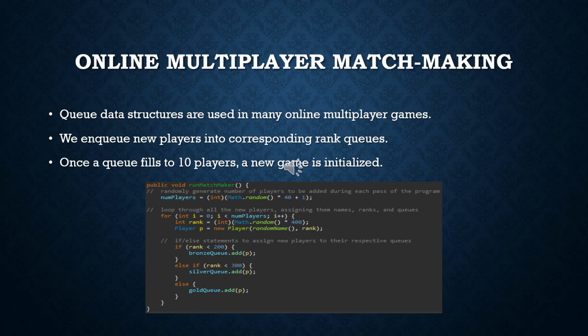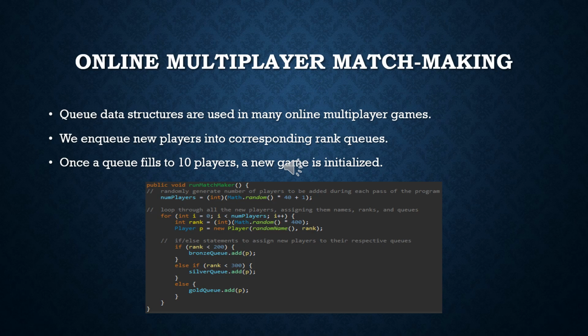Online multiplayer matchmaking. In a lot of online video games, developers tend to use queue data structures to ensure that players are entered into games in a timely manner, and they can also use it to ensure that players of equal rank are also pitted against each other. For our purposes, we decided to write a program that simulated this.